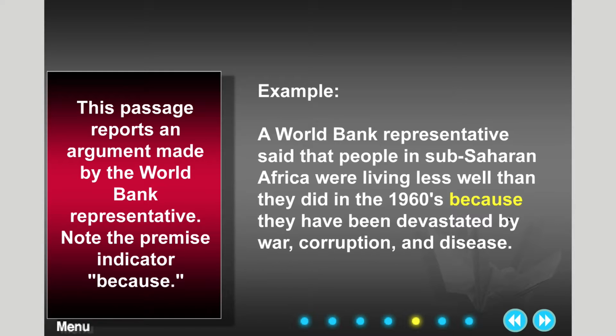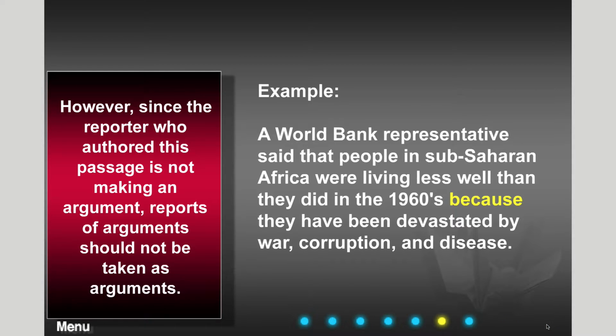And you can see the premise indicator, right? The conclusion is they are living less well than they did in the 60s. Why? Because they've been devastated. Here's the premise: by war, corruption, and disease. However, since the reporter who authored this is not making the argument, reports of arguments should not be taken as arguments. This happens on Twitter and Facebook and so on all the time.